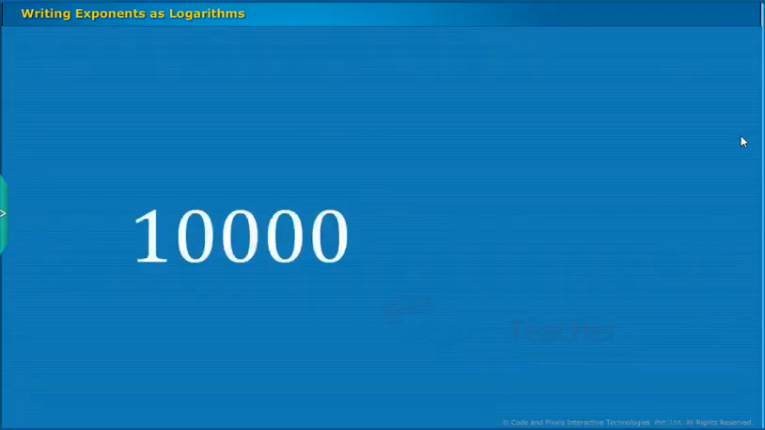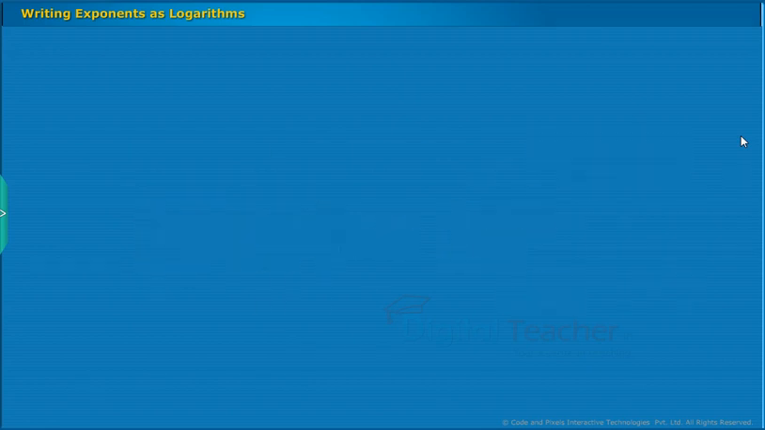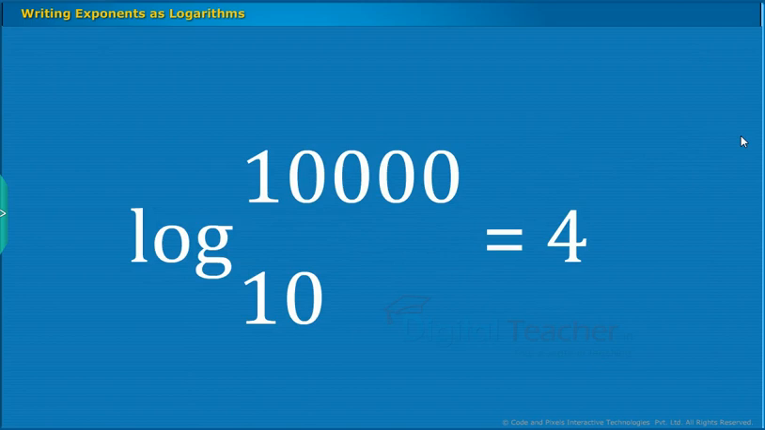Writing exponents as logarithms. For example, 10,000 can be written as 10 power 4, where 10 is the base and 4 is the exponent. So, writing a number in the form of a base raised to a power is known as exponentiation. We can also write it in another way called logarithms as log 10,000 to the base 10 equals 4. This is stated as log base 10 of 10,000 equals 4. Thus, logarithmic form is expressed as shown.